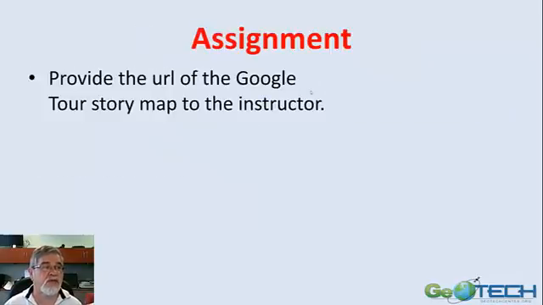For your assignment, all you're going to provide your instructor with is a URL of your Google Tour. That's all you have to provide. Your instructor will then go and view your Google Tour and make constructive criticism of what needs to be corrected on your tour. So that's how you'll be graded on this part of the module.